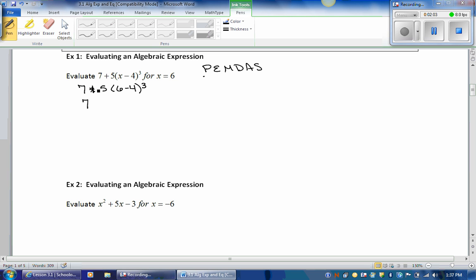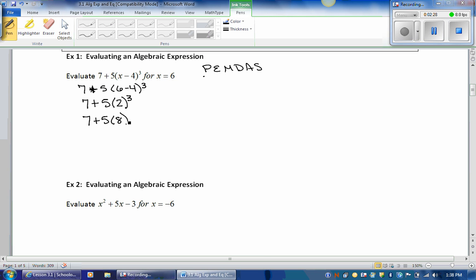This is supposed to be an addition sign, sorry about that. So 6 minus 4 is what's in my parentheses. So I'm going to go ahead and subtract that. Then the next step in order of operations is exponents. So if you see here, I have 2 raised to the 3rd power, so I need to handle that next. 2 cubed is 8.